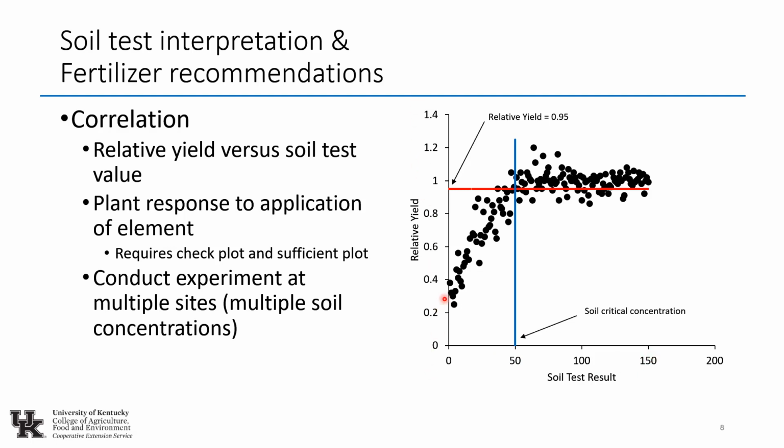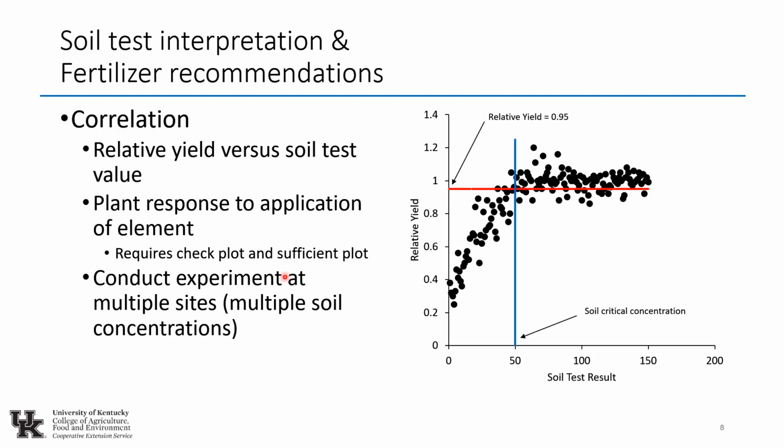So it's important to understand how we calculate relative yield. We take a check plot that was not fertilized and we divide that yield by a plot that got a sufficient or adequate amount of fertilizer. So in this case, phosphorus. Maybe we put down 100 pounds of P2O5 on this plot, 0 pounds on this plot. And perhaps at a soil test of 20, the yield of the sufficient plot was 200 bushels of corn per acre, and the check plot was 100 bushels of corn per acre. And so the relative yield was 0.5 or 50%.